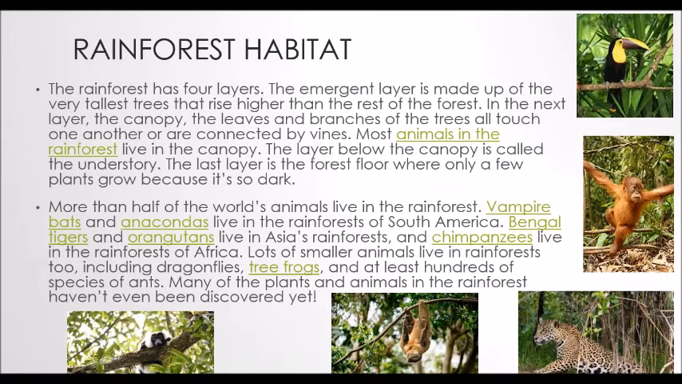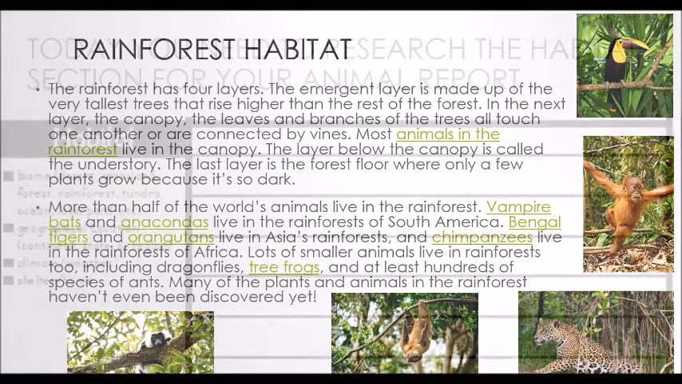Then the layer below is called the understory, and if you think about the canopy like an umbrella, it's the part underneath your umbrella. But then the last layer is called the forest floor, and that's where a lot of things that we don't know about live because it's so dark, okay? So that is the rainforest habitat.